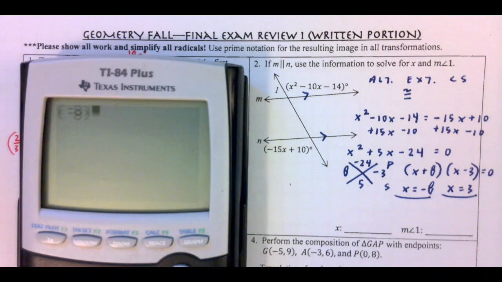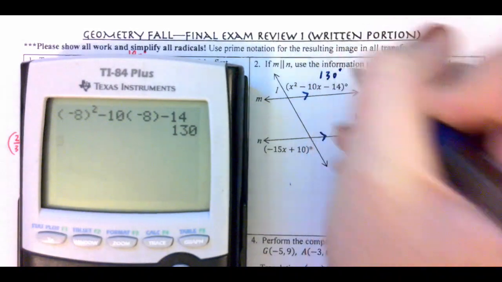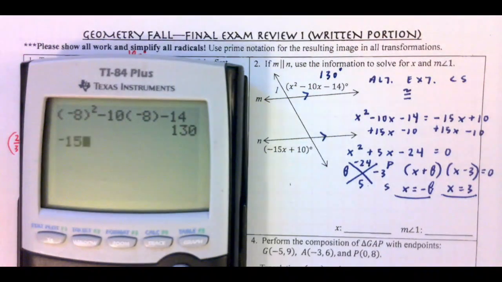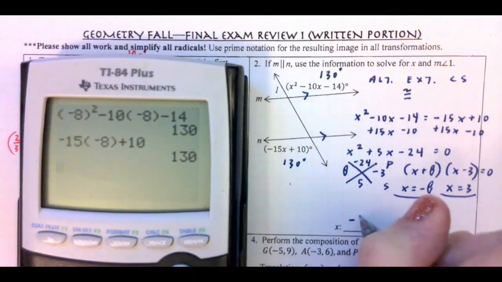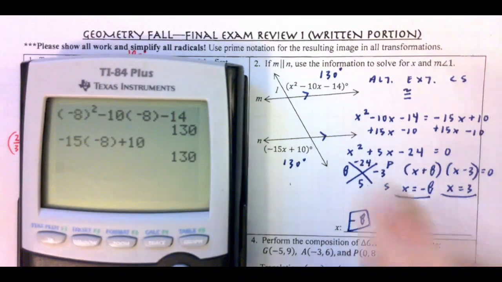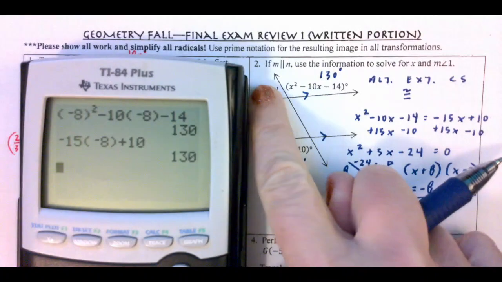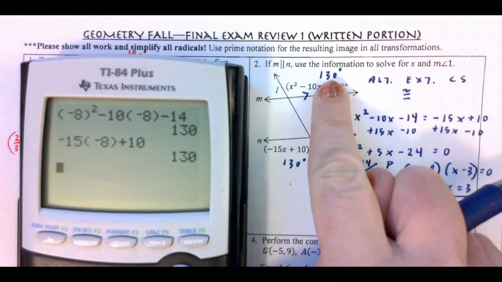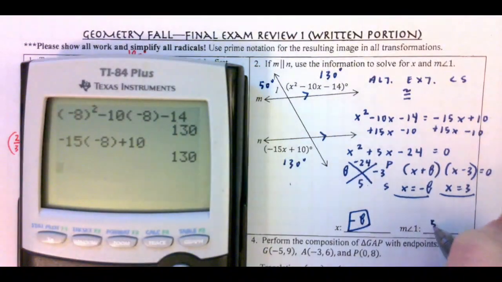So negative 8 to the second power, I know that's 64. Minus 10 times negative 8 minus 14. That gets me a measure right here of 130. And if I check that here, negative 15 times negative 8 plus 10, here also 130. So that one definitely works. x can be negative 8. It produces an angle measure here of 130 here and here. But since I want the measure of angle 1, I can see that it has to be the supplement of 130 because together they form a linear pair. So the angle that I want would be 50 degrees.